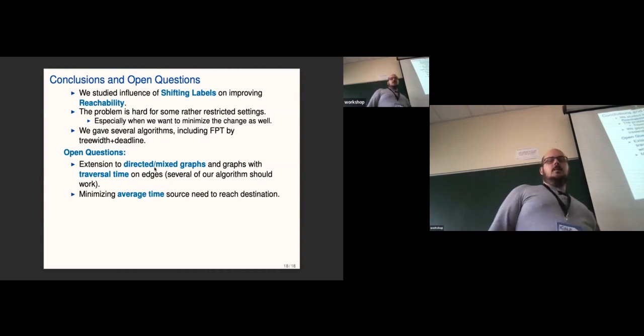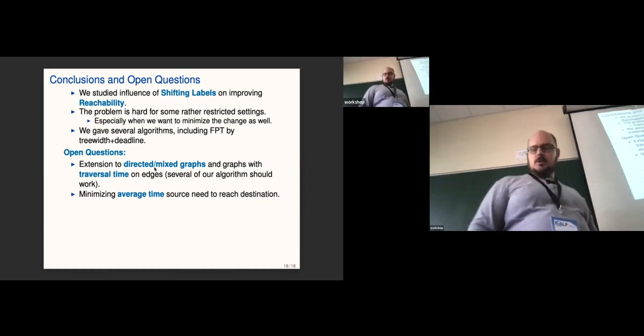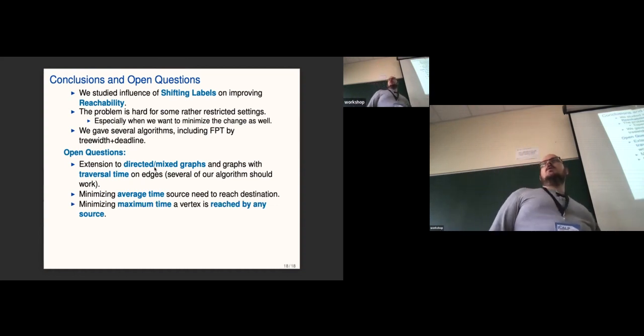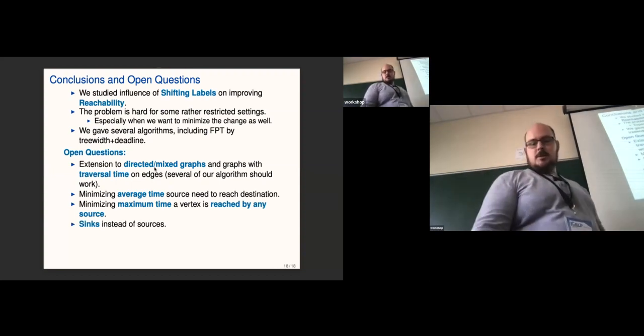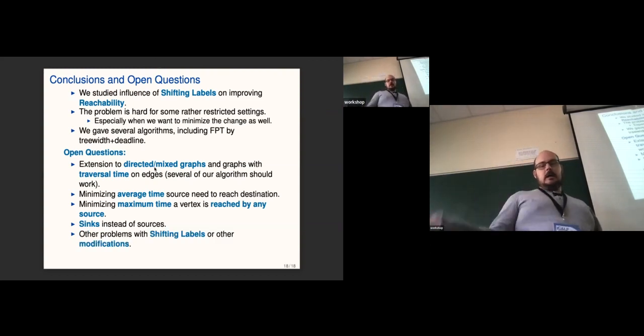We can also, instead of minimizing the maximum time to reach a vertex from a source, minimize the average time or the sum of times for every source. Maybe we want a vertex to be reached by at least one source. And in that case, we might want to minimize the time any source reaches a target. We can maybe want sinks instead of sources. And finally, we can also ask for different problems. What happens with different problems when we allow shifting labels? Or in general, what happens with problems on temporal graphs when we allow to change our original graph slightly?